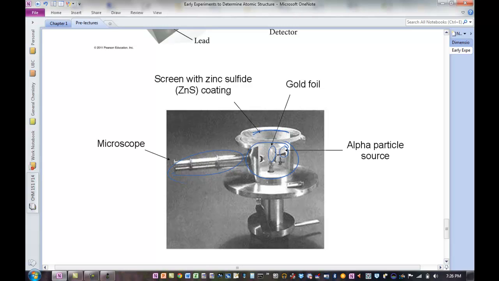So think about the poor student sitting there, right? And I'm talking with my hands right now, so you can see me talking with my hands. These students are looking through this microscope.